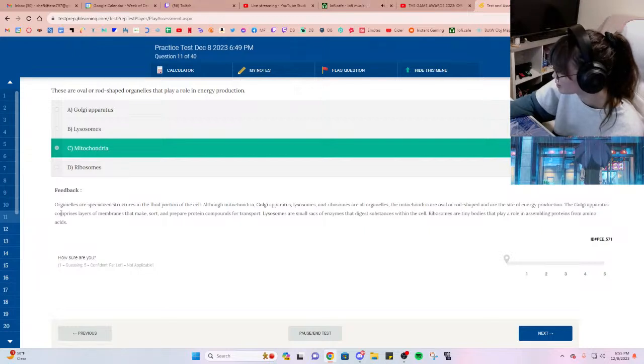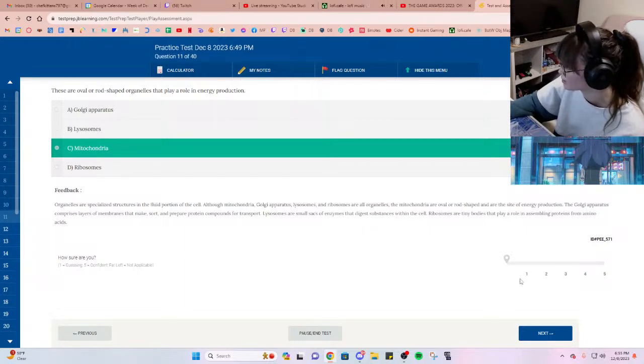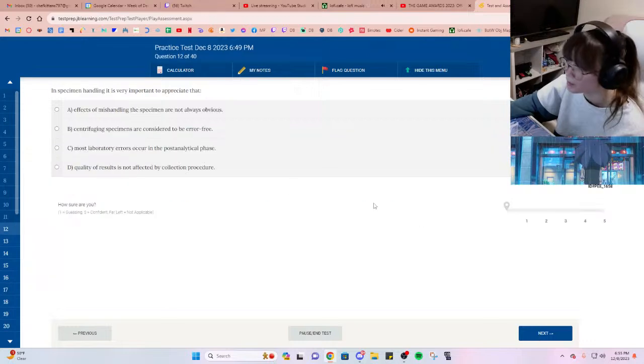The Golgi apparatus comprises layers of membranes that make, sort, and prepare protein compounds for transport. Lysosomes are small sacs of enzymes that digest substances within the cell. Ribosomes are tiny bodies that play a role in assembling proteins from amino acids. So both the Golgi apparatus and ribosomes have something to do with protein, and lysosomes have to do with enzymes and digesting. Good enough for me.